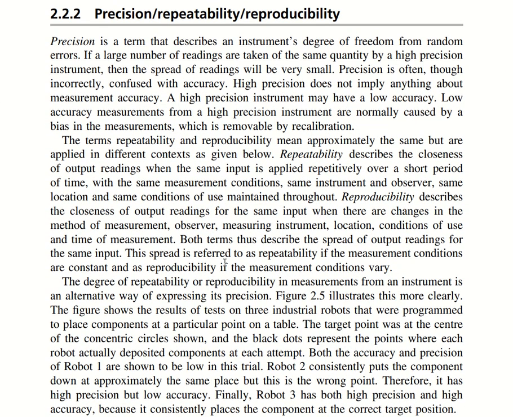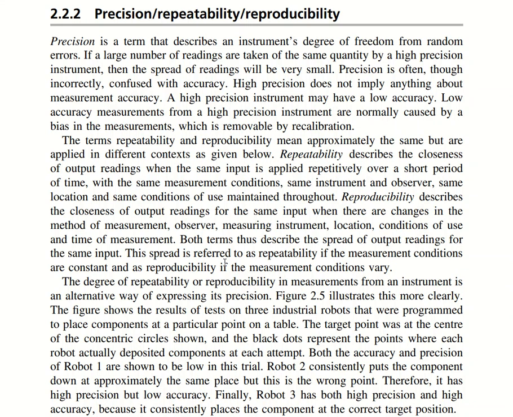Then we have precision, repeatability, or reproducibility. So first let's discuss precision. Precision is the term that describes the instrument's degree of freedom from random errors. So if a large number of readings are taken of the same quantity by a high precision instrument, then the spread of readings will be very small.